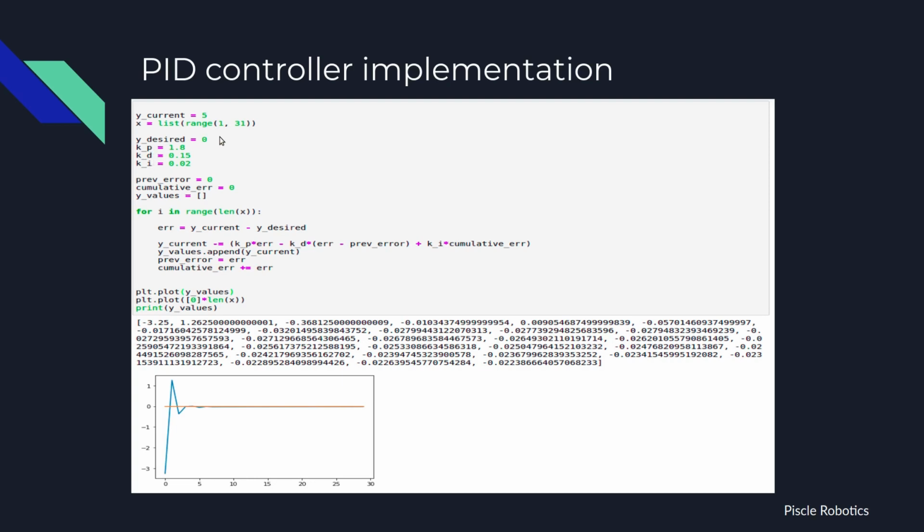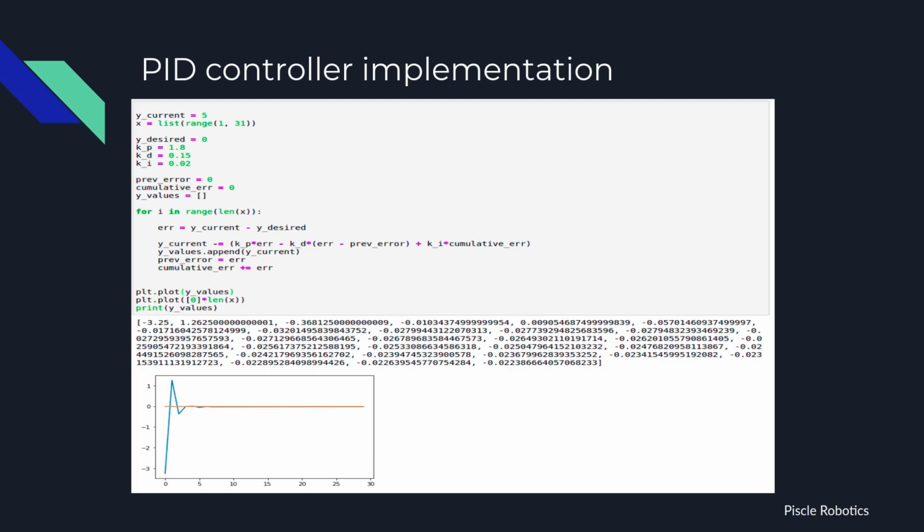The desired value, the set point, has been set to 0. Below that, we are just going to take the kp, kd and ki values. kp has been set to 1.8, kd has been set to 0.15 and ki is set to 0.02. These values are something that you can set on your own. You can play with them and see what sort of results you get.